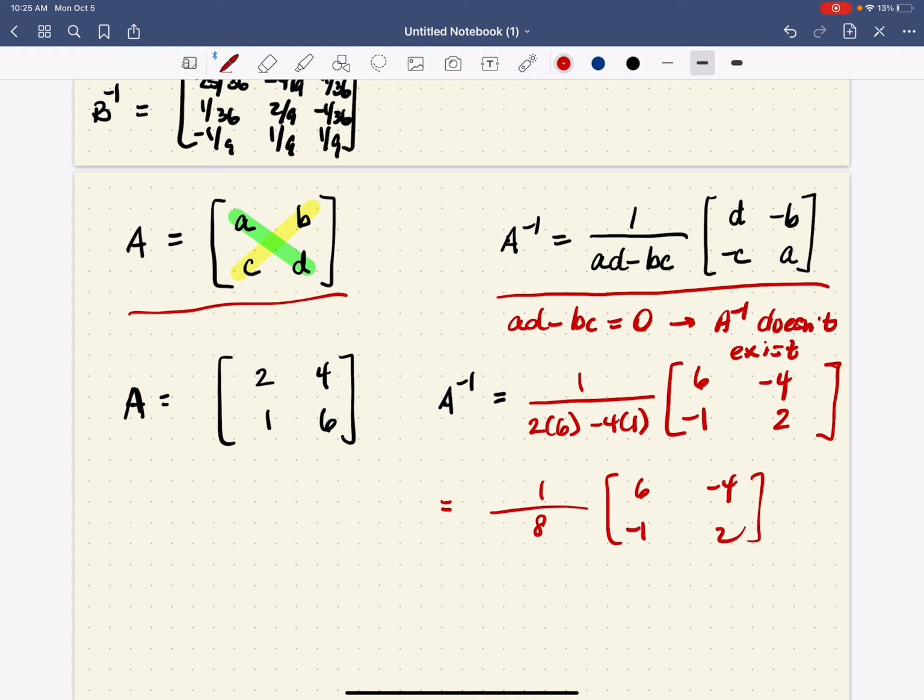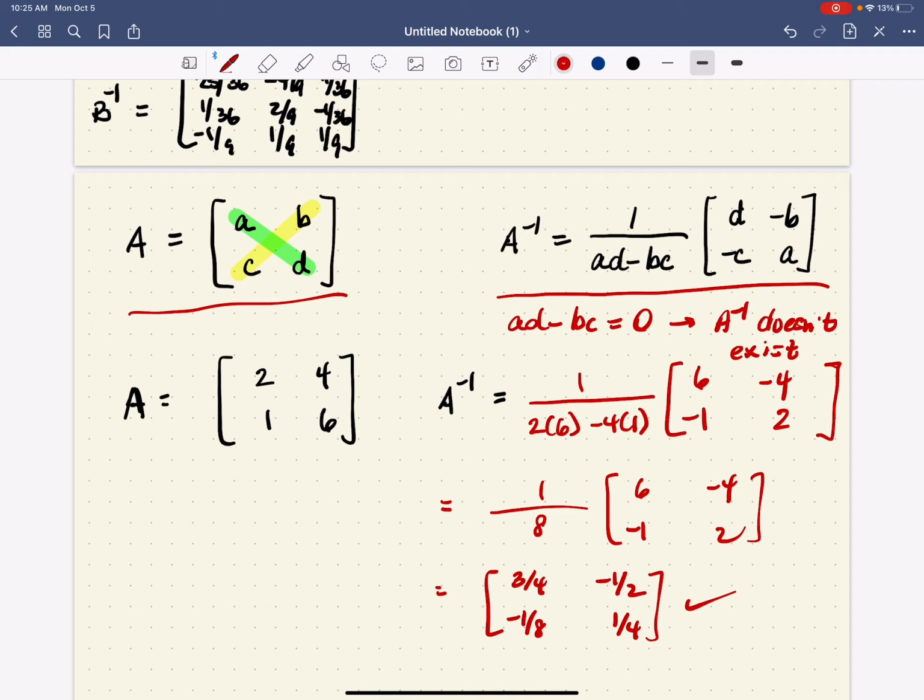And if I multiply the 1/8 through, so let's see, 1/8 times 6 is 6/8, which is 3/4. 1/8 times negative 4 is negative 1/2. 1/8 times negative 1 is negative 1/8. And 1/8 times 2 is 1/4. And we got the same matrix.